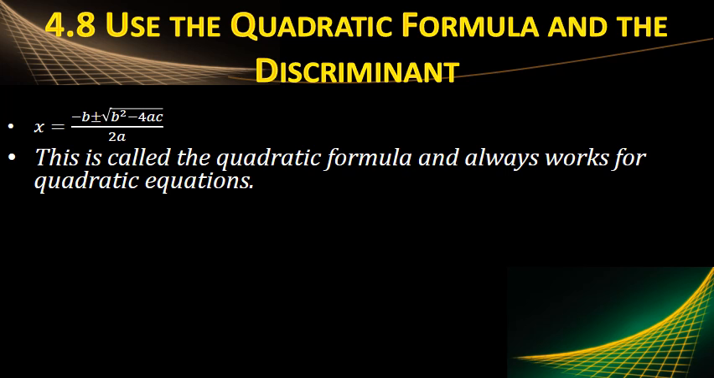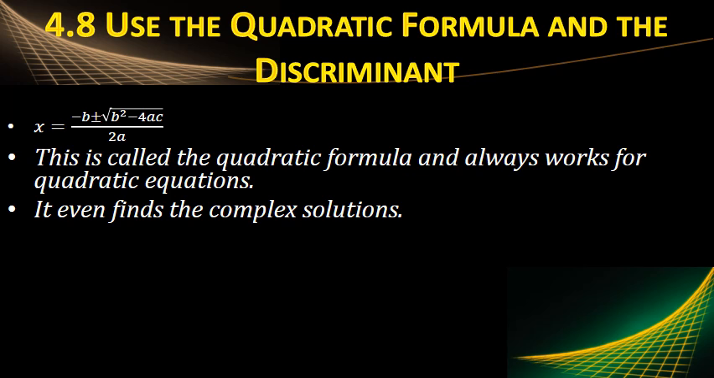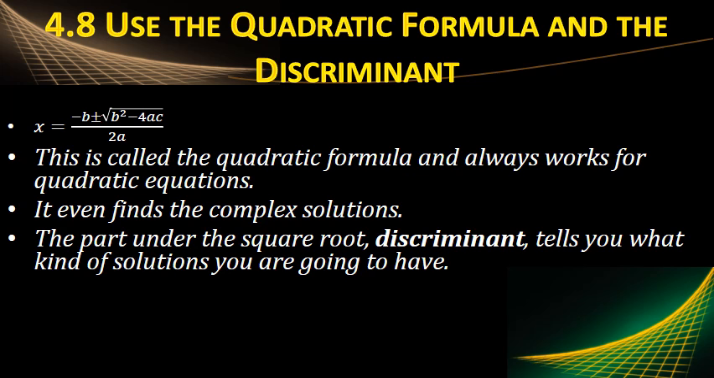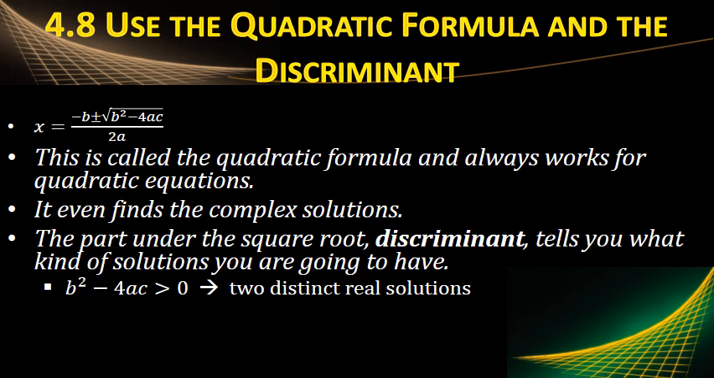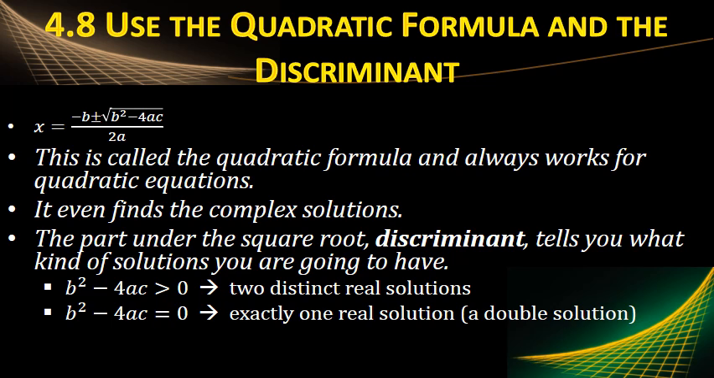It's called the quadratic formula and always works to solve quadratic equations. All you have to do is fill in a, b, and c. It even finds the complex solutions. The part under the square root is called the discriminant, and it tells you what kind of solutions you're going to have. If b squared minus 4ac, the discriminant, is greater than 0, taking the square root of that, you get 2 real solutions. If the discriminant is 0, we have exactly 1 real solution. It's called a double solution, and that would be negative b over 2a.